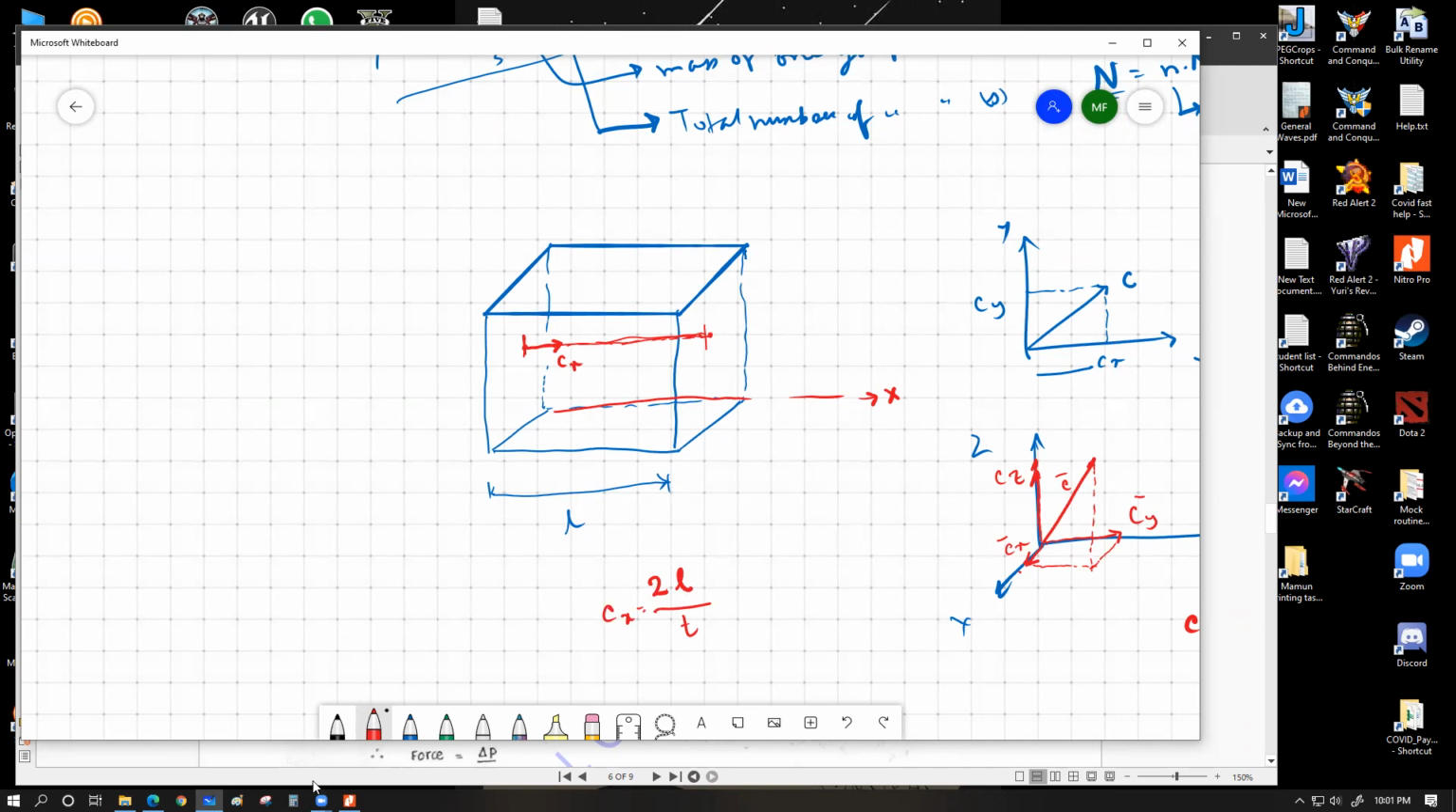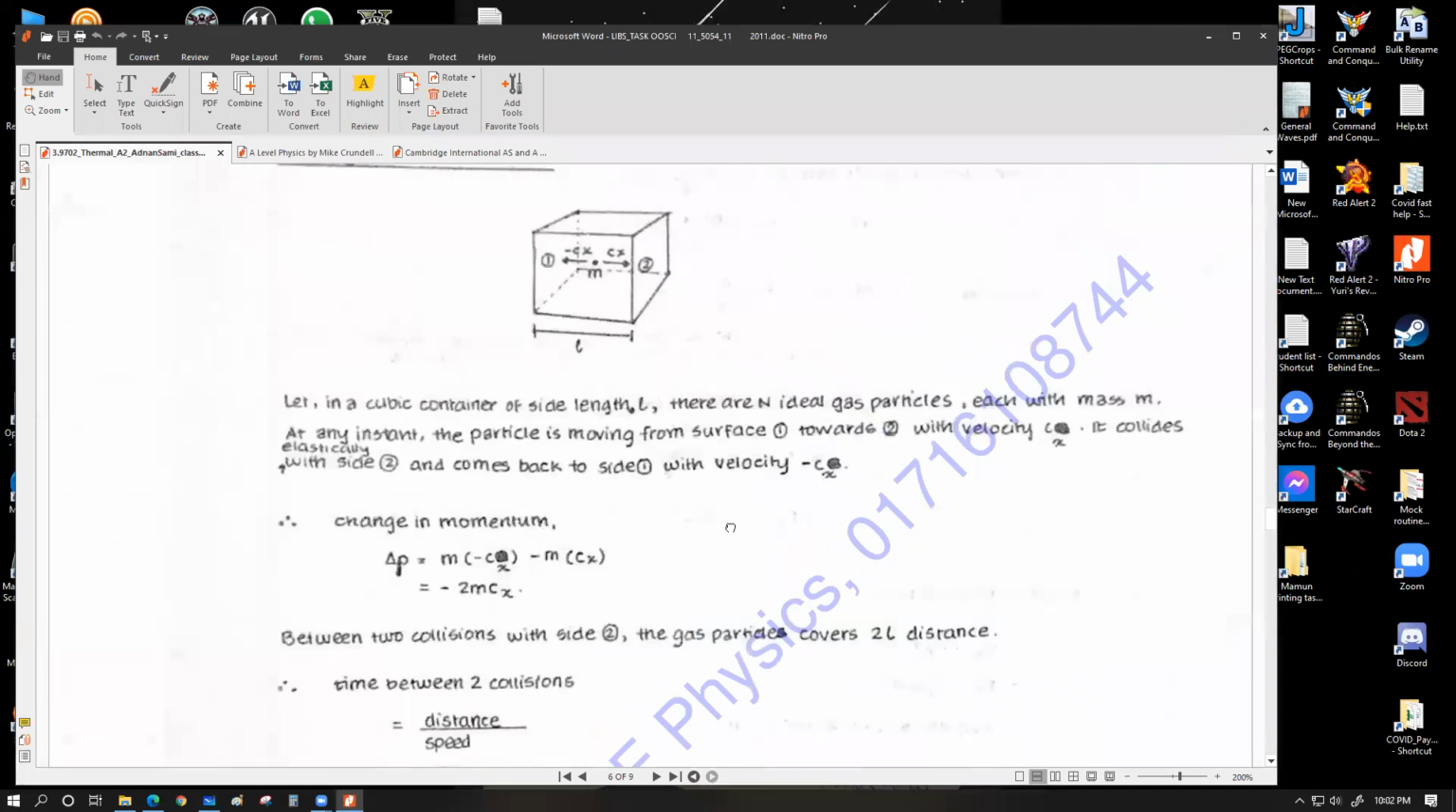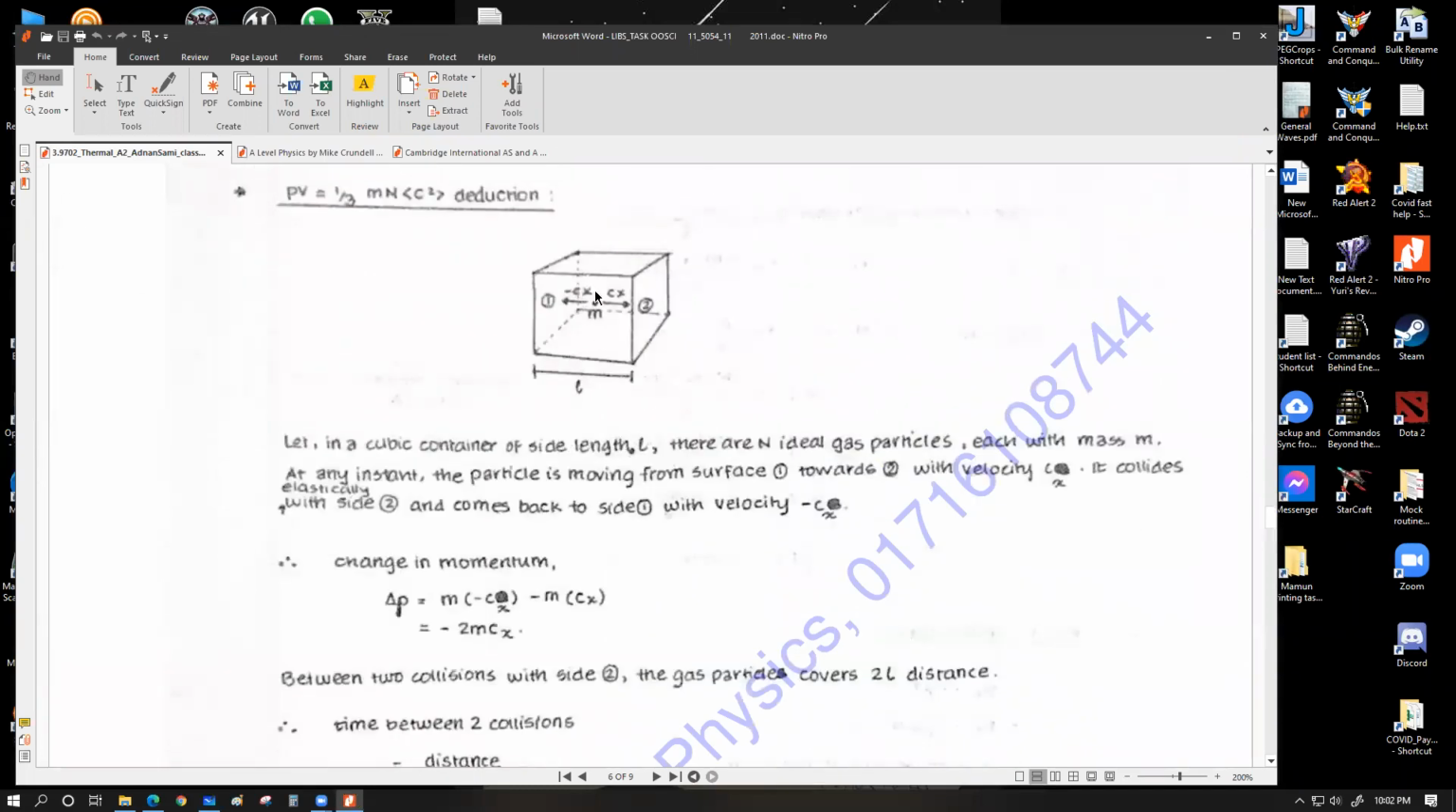Hold up. I forgot something here. Yes, sorry, I wrote it wrong, my bad. Look from here, let's say this is our side 1 on the left side. Let me zoom in. This is our side 1, this is our side 2. So the horizontal component of the velocity of the particle, which has a mass of m, towards right is considered positive cx and towards left is considered to be minus cx.